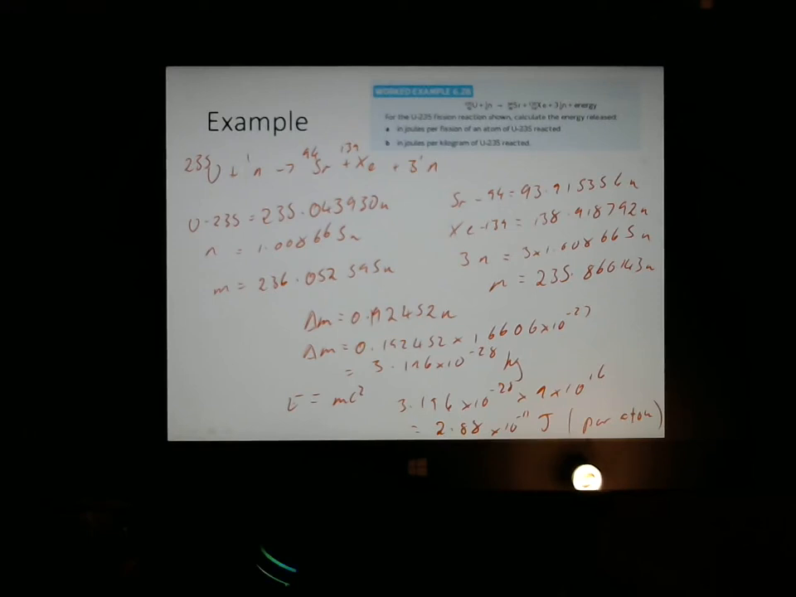So we now need to go, well, what is this in joules per kilogram? And we're going to need to know how many atoms are in 1 kilogram. So if I know how many atoms are in 1 kilogram, and I know how much energy is released from one atom, then I can figure this out in terms of how much this actually is.